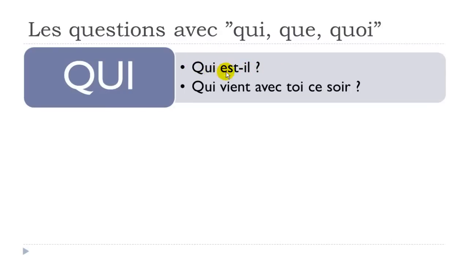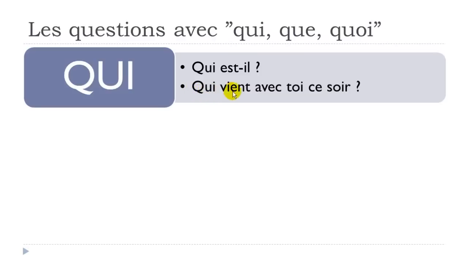Qui est-il? Remember the formal, the normal way when we start a question with qui, as we saw in the previous lessons, you will have to change the order and put your subject, il, he, here, after the verb. Qui est-il? And then you make the liaison. Qui est-il? Who is he?